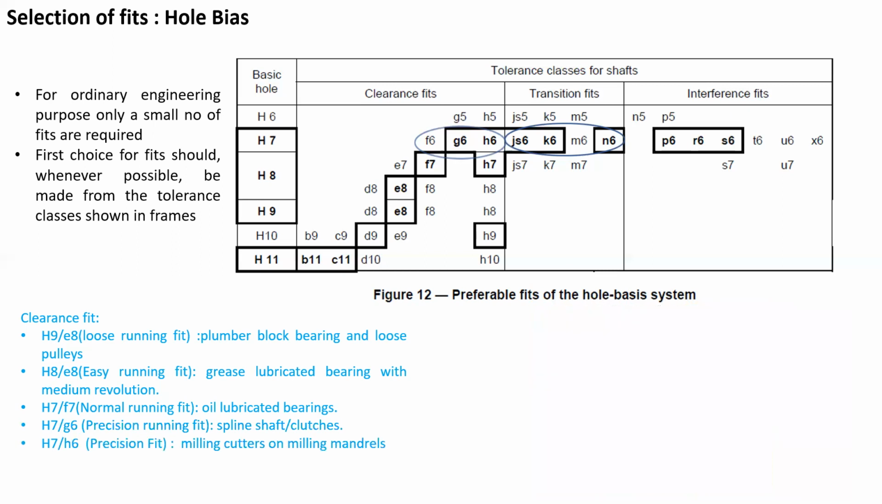Another fit is H7H6, which is a precision fit. It is used in case of milling cutter on milling mandrels. So here we can see the milling cutter and the milling mandrel fitted together, and notice the set screw used to secure the milling cutter on the mandrel. Now this precision fit minimizes the eccentricity between the milling mandrel and the milling cutter.